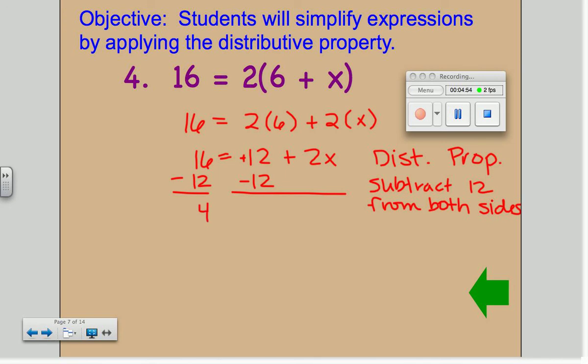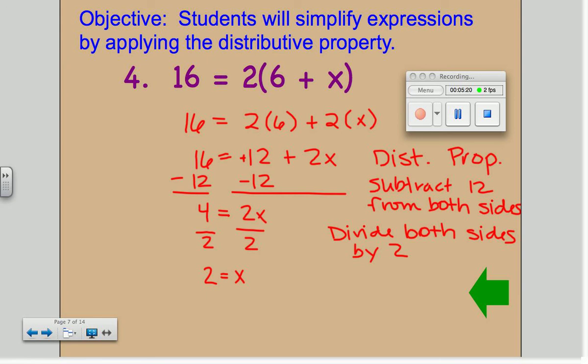16 minus 12 is 4. 12 plus 2x minus 12 is just 2x. Now we're going to divide both sides by 2. Divide both sides by 2. 4 divided by 2 is 2. 2x divided by 2 is just x. X equals 2 or 2 equals x.